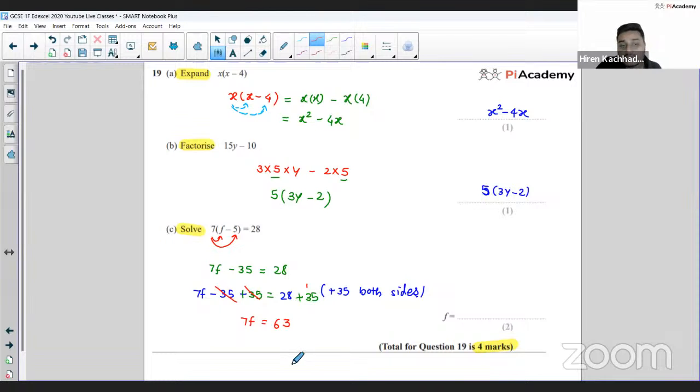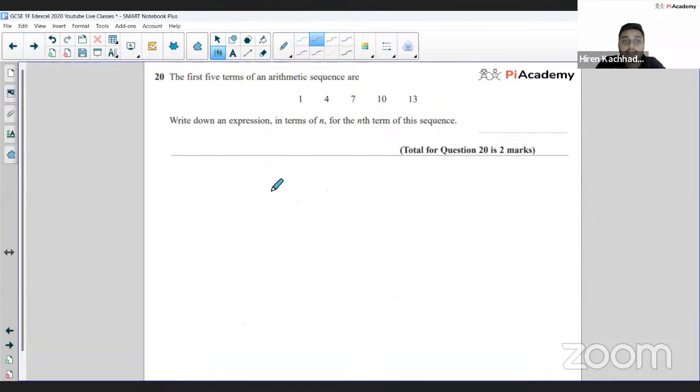So now the equation is 7f equals 63. From here, it's very clear f equals what? 63 divided by 7, and that is nothing but 9, right? We all know the times table, and 7 times 9 is 63. So the answer of this question is going to be 9, right? Very good, everyone. You all are correct. Let's move on to the next question.